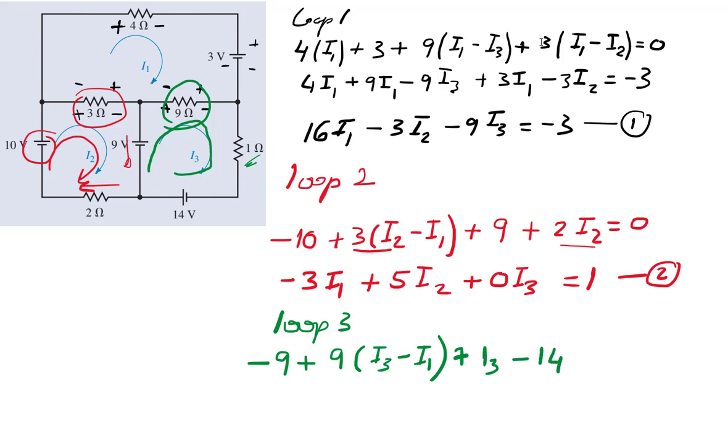minus 14 equals 0. Again, if we rearrange this, there are no I2 terms in this case, and we have negative 9 I1, there is 9 I3 and I3, that's plus 0 I2, there are no I2 terms, plus 10 I3 equal negative 9 and negative 14, which is negative 23. To the other side, that's 23. And this is equation number 3.